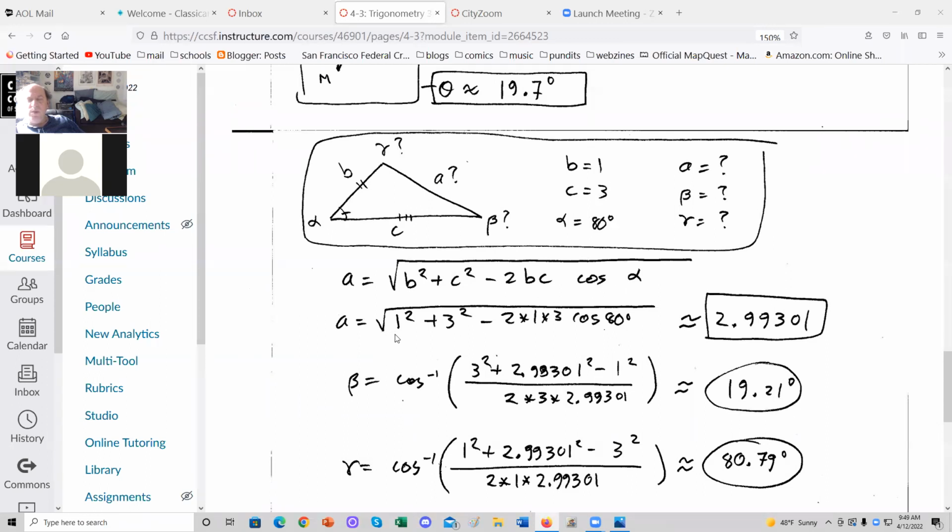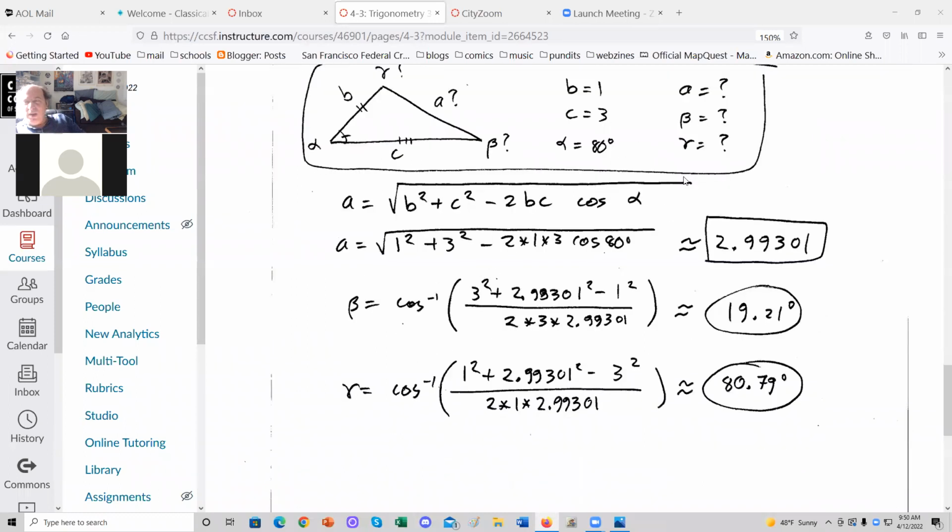So A is the root of 1 squared plus 3 squared minus 2 times 1 times 3 cos 80. And that calculates out to about 2.99301. Pretty close to 3, so this is almost an isosceles triangle. Now having all three sides, B is 1, C is 3, A is 2.99301. We can get beta and gamma by the arc cosine law. Beta is arc cosine of 3 squared plus 2.99301 squared minus 1 squared over 2 times 3 times 2.99301. And that gets you about 19.21 degrees.